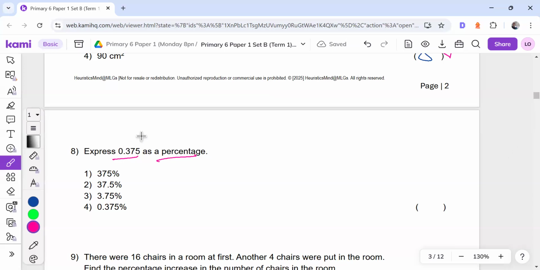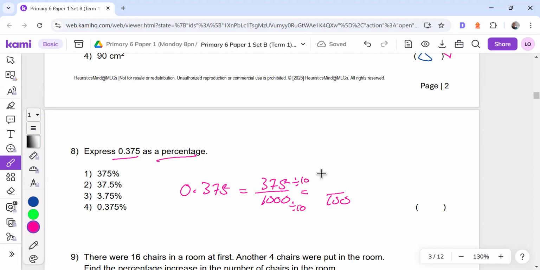Now, how do you convert decimal to percentage? This is the part where everybody gets very confused. Always remember, fraction is the best friend of percentage. So every time you see percentage, you always think about fractions. Can you convert the decimal to fraction first? Convert to fraction first, and then after that, make the denominator 100. Shortcut: divide by 10 and divide by 10.